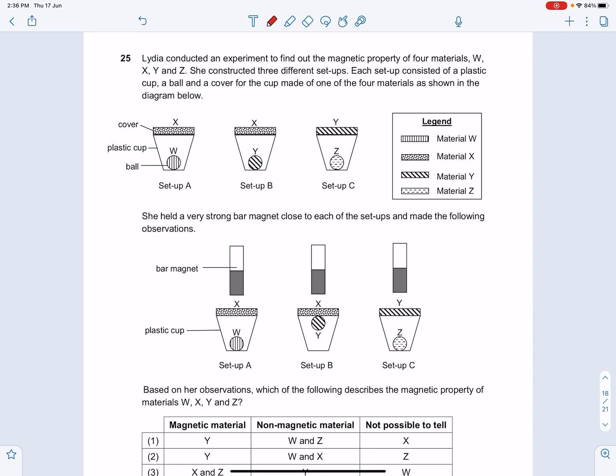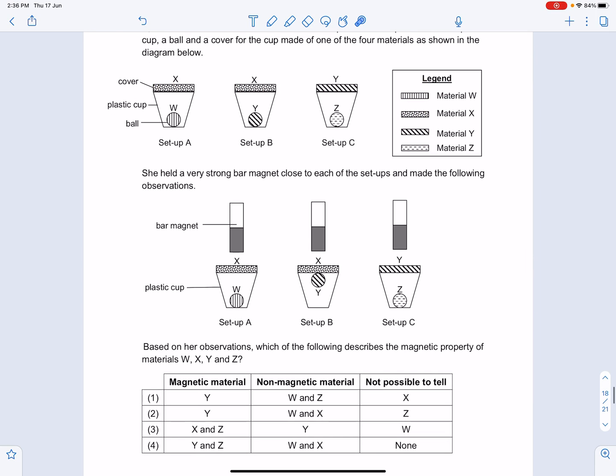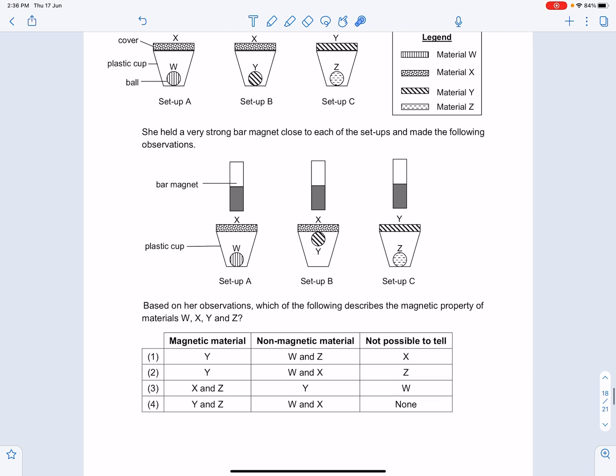Question 25. Lydia conducted an experiment to find out the magnetic property of 4 materials, W, X, Y, and Z. She constructed 3 different setups. Each setup consists of a plastic cup, a bowl, and a cover for each cup made out of one of these materials. So this is the top part. Now, she held a very strong magnet close to each of the setups and made the following observations. Based on the observations, which of the following describes the magnetic properties of W, X, Y, and Z?